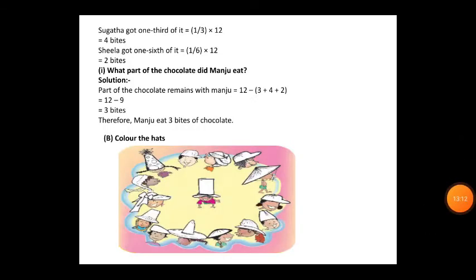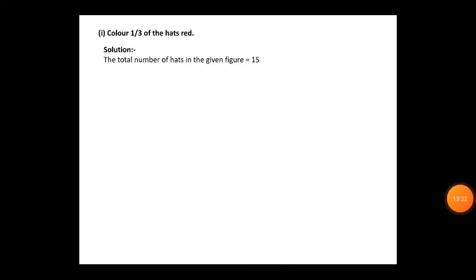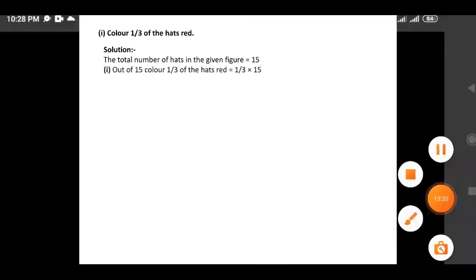Color 1/3 of the hats red. See how many hats you have to color red. First you have to find the total, how many hats are there? 1, 2, 3, 4, 5, 6, 7, 8, 9, 10, 11, 12, 13, 14, 15. So totally 15 hats. The total number of hats is 15.